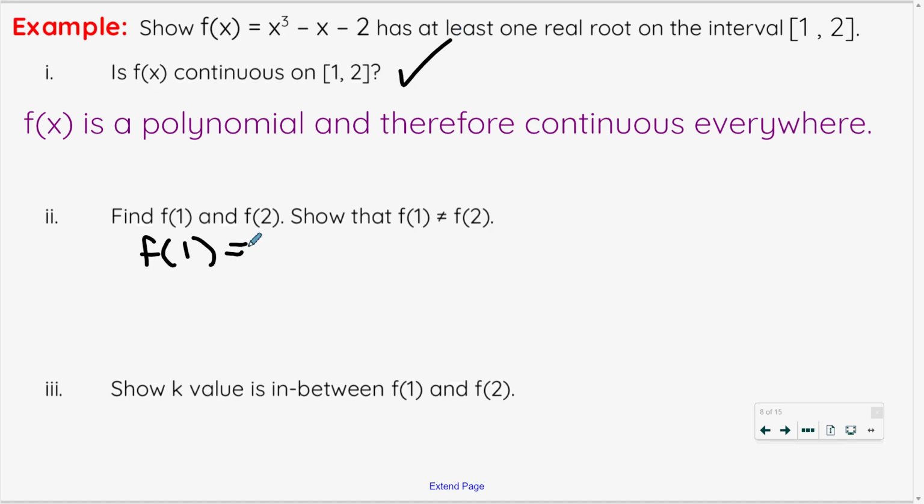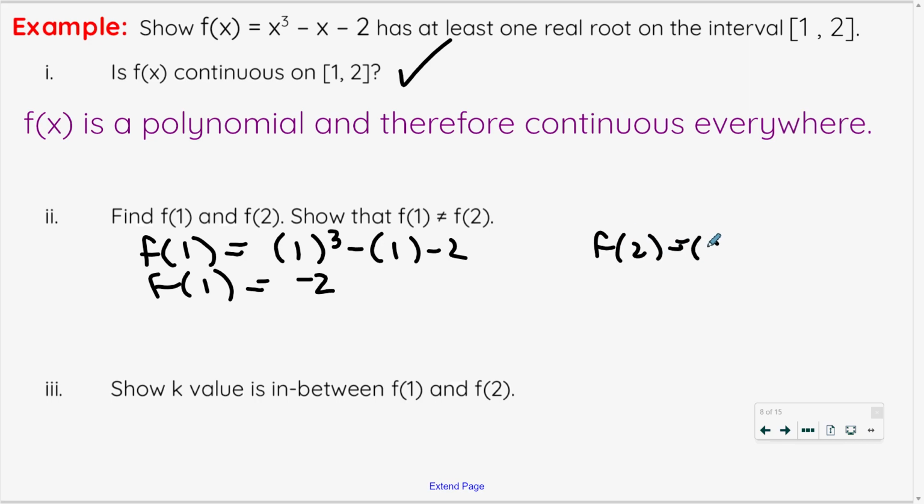So f of 1 means I replace x with 1 and I do the number crunching to figure out what the y value is. So 1 cubed, take away 1, take away 2, that is -2. Now let's do f of 2. Replace your x values with 2. So 2 cubed, take away 2, take away another 2 is 4. I can see that my endpoints are in fact different values, -2 and 4.